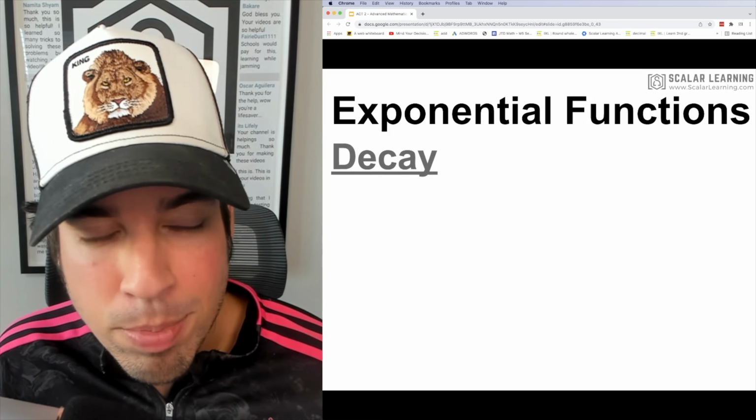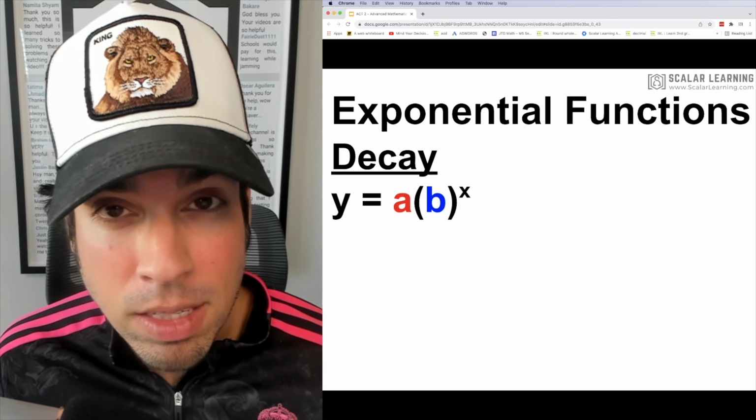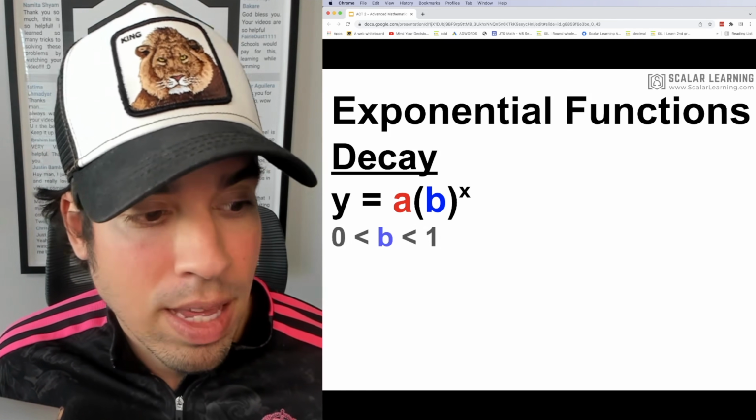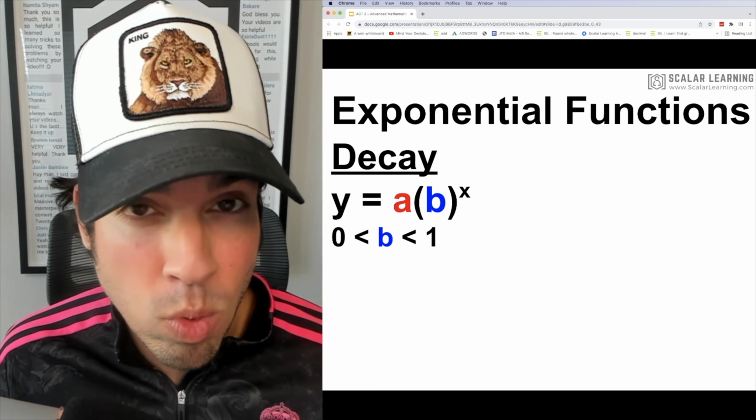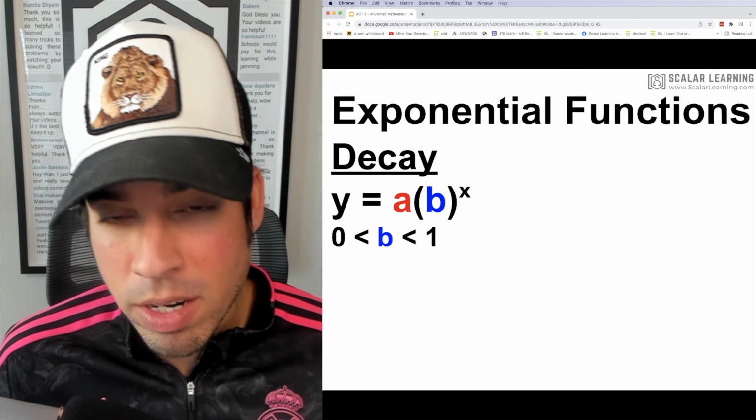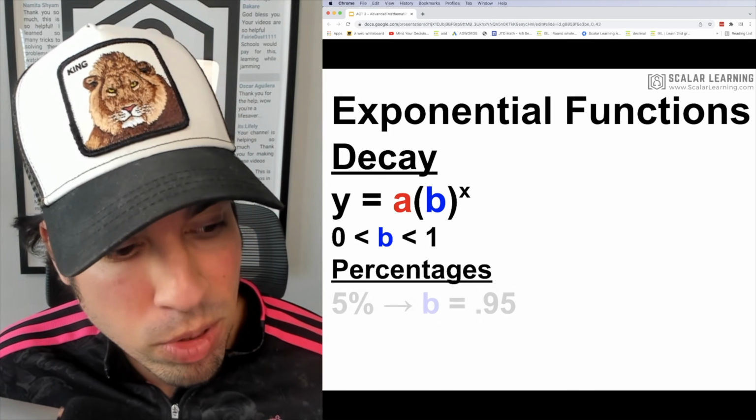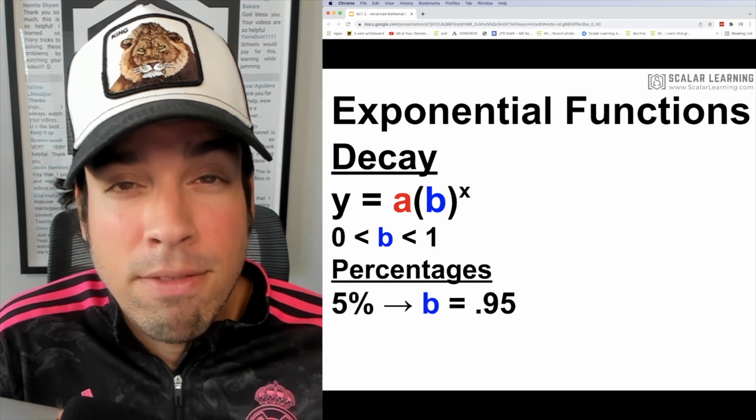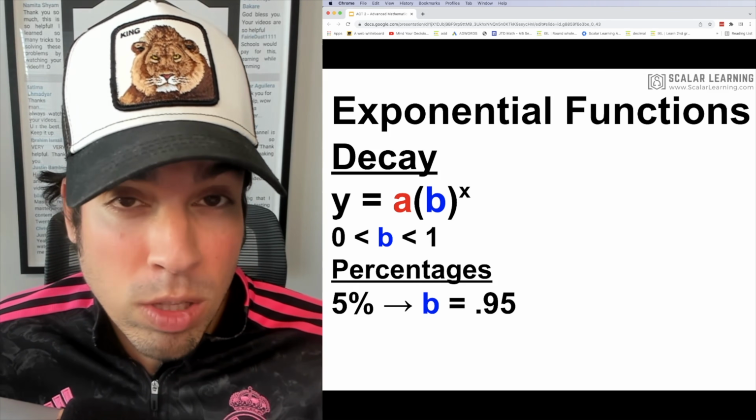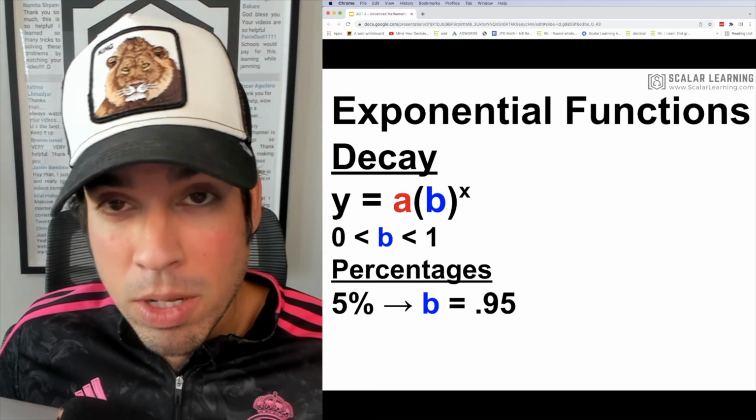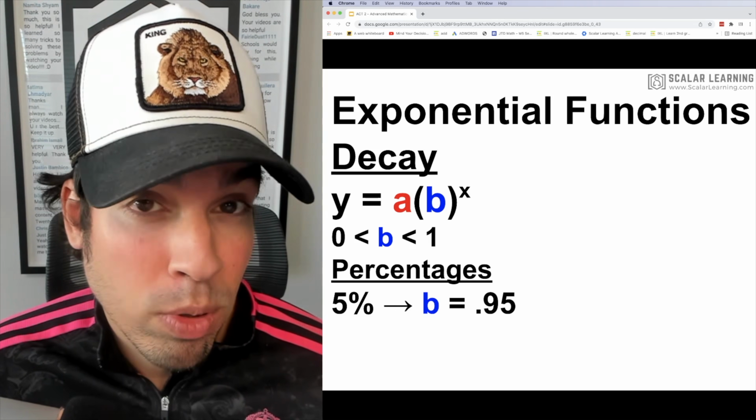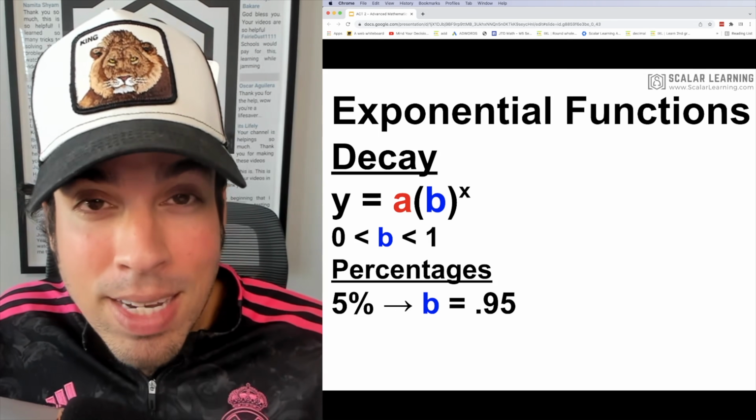Now, when we talk about exponential decay, it's still the same baseline formula. It's just now that b is in between 0 and 1. So like 0.5, 0.4, etc. Now, if we talk about this in terms of percentages, if we have a 5% decay rate, meaning we're losing 5% every week, day, month, whatever it is. Again, you don't put in 0.05. So you do 1 minus the decay rate.